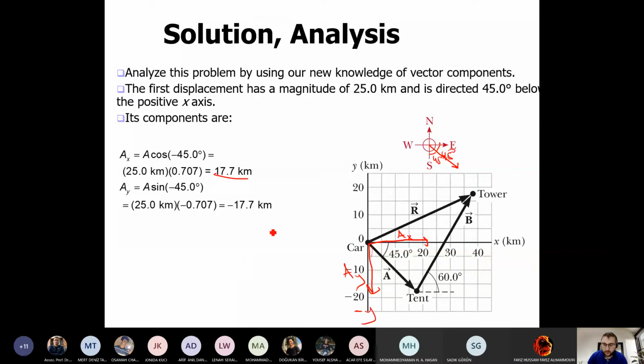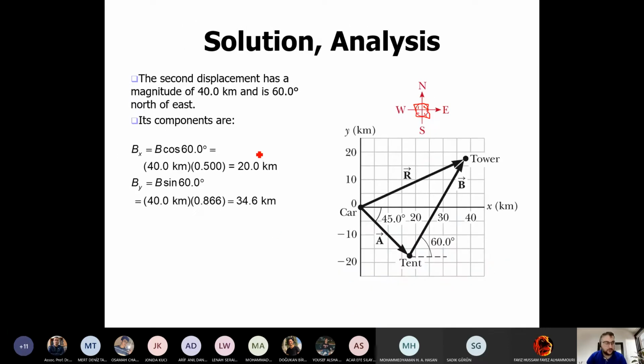And then let's continue with the second day. In the second day, it moves 40 kilometers in magnitude and 60 degrees north of east. Here they give you that 60 degrees, so you are not taking 45. You must consider 60. Firstly, you must calculate again the components. So there are two components, x and y components. So this one is Bx and this one is By component.